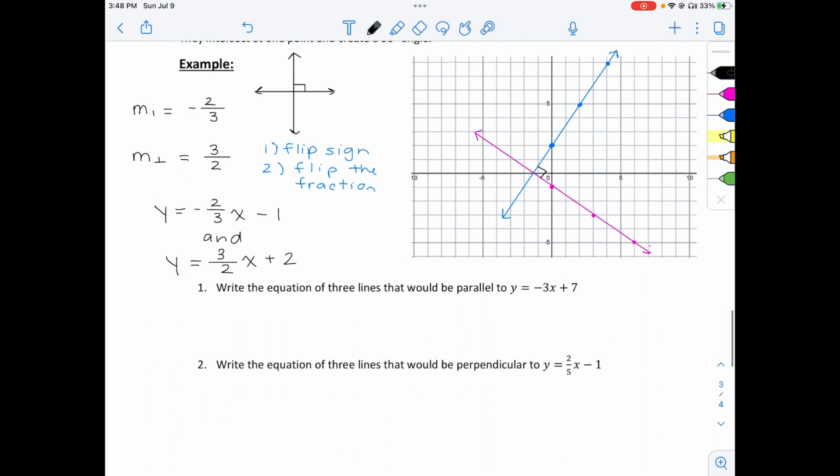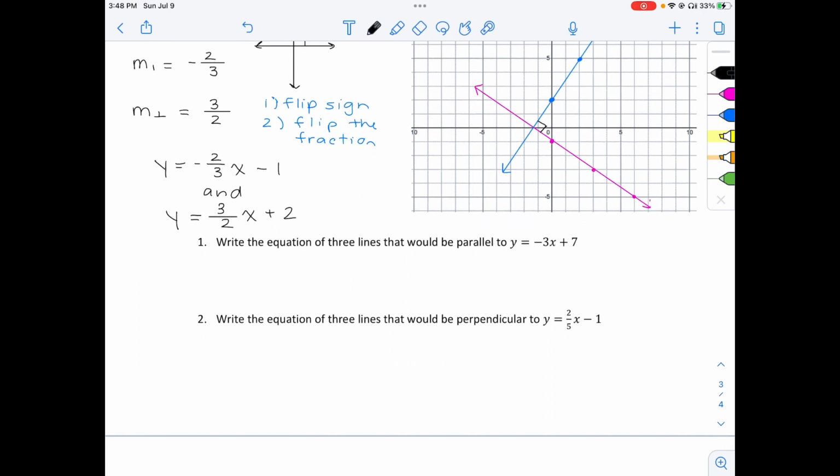So just 2 examples to look at here, how we could write some equations for lines that would be parallel to y equals negative 3x plus 7. First one, I'm just going to look at my slope here, which is negative 3. So that means that all of the lines that I'm going to write here will have a slope of negative 3. Okay, so you can write an infinite number of lines that are parallel to this.